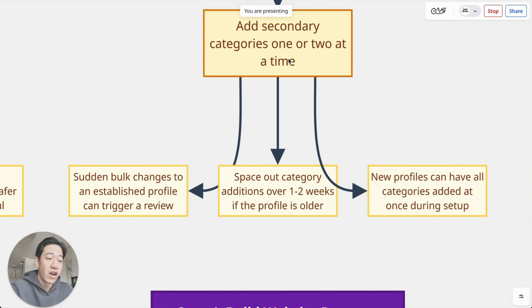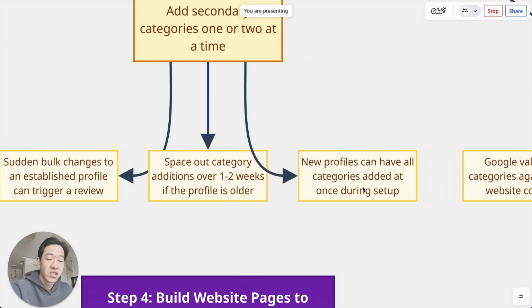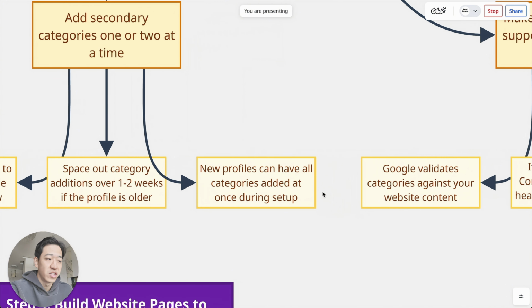So add secondary categories 1 or 2 at a time. Sudden bulk changes to an established profile can trigger reviews. Space out the additions over 1 to 2 weeks if the profile's older. And then new profiles can have all categories added at once during setup. This is a caveat. Most of the time, Google's not going to trigger a review on your profile, especially if it's verified. So this is just a caveat here.